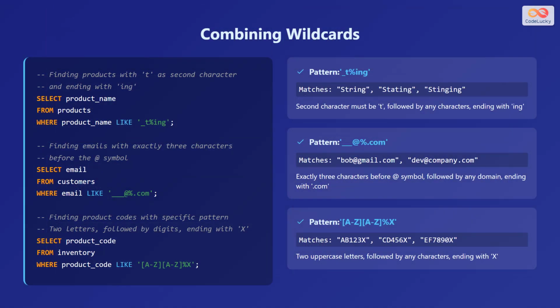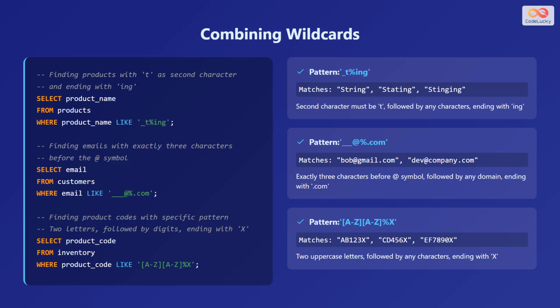Now let's look at how we can combine the wildcards. If you want to find products with t as the second character and ending with ing, the query would be: select product_name from products where product_name like '_t%ing'. This will match string, stating, and stinging. Next, if you want to find emails with exactly 3 characters before the @ symbol and ending with .com, the query would be: select email from customers where email like '___@%.com'. This will match bob@gmail.com and dev@company.com.